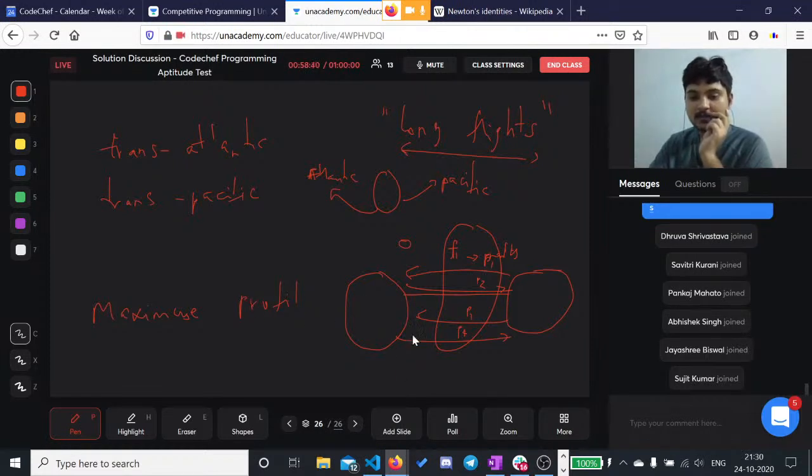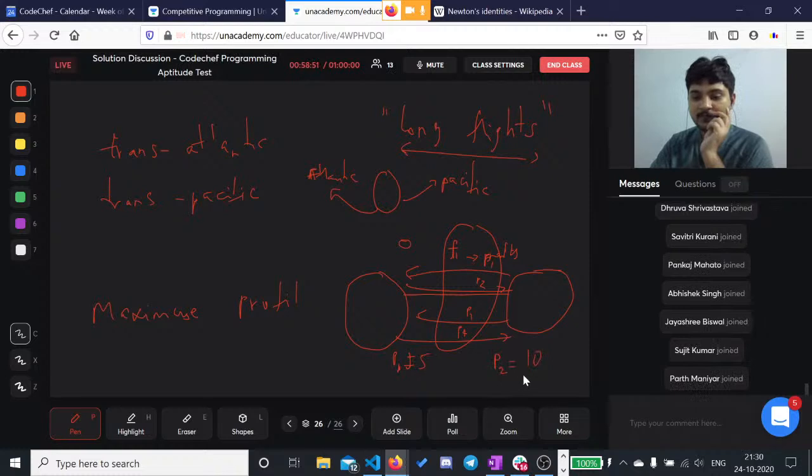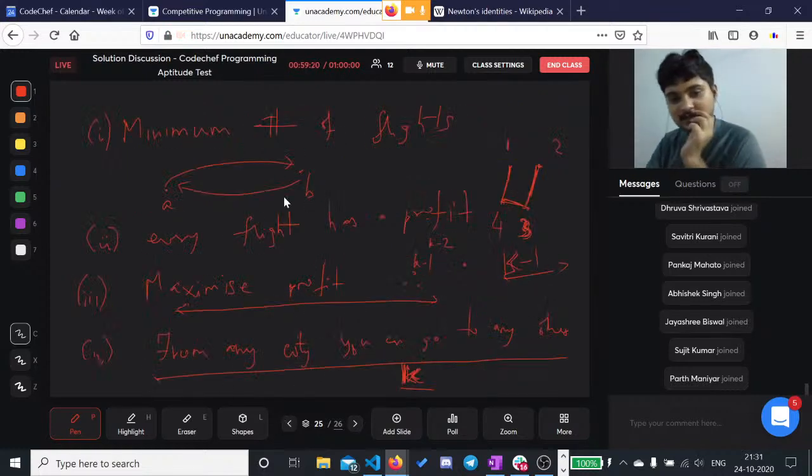The second thing is profit. Let's say you chose a flight P1 with a lower profit, let's say a profit of 5, and let's say you had another flight P2 with profit 10. There is no reason why you should choose this flight over this flight, because if you remove the flight that costs 5 and add the flight that costs 10, you only increase your profit, right? So in all cases, it's optimal to choose the flight that has the highest profit. And that basically is the solution to this question.